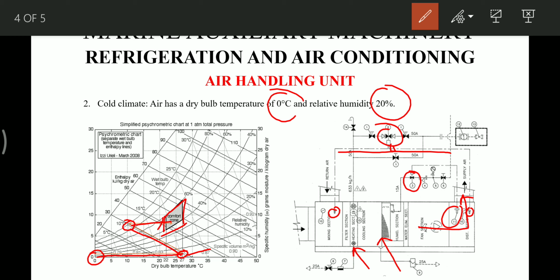Mostly this reheater is provided in the cabins or near the space which needs to be conditioned. So this reheater is not shown in this air handling unit, but it can also be present.